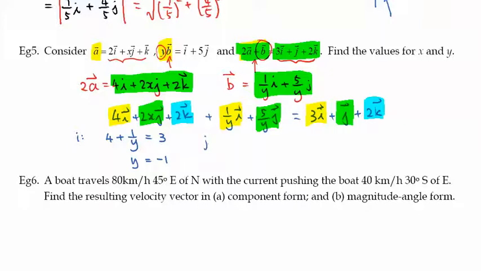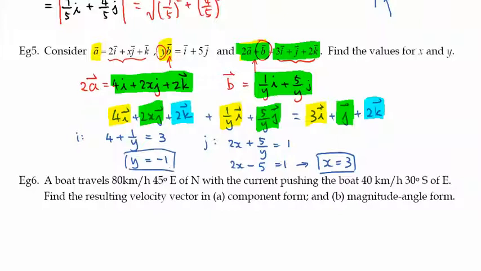And then for the j component, we got 2x plus 5 over y equals 1. That's the coefficient for the j component. And now knowing that y equals -1, we have 2x minus 5 equals 1, and therefore we have x equals 3. So in this case, these are the answers, these are the values for x and y.